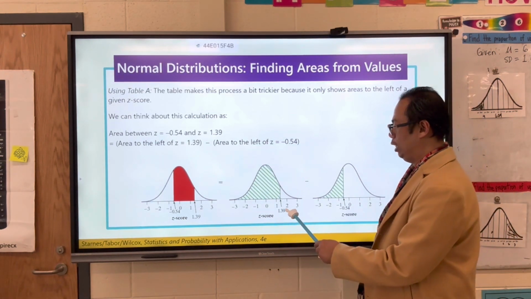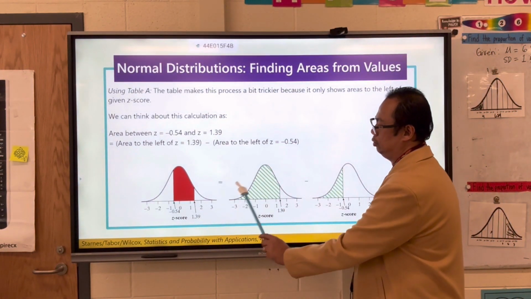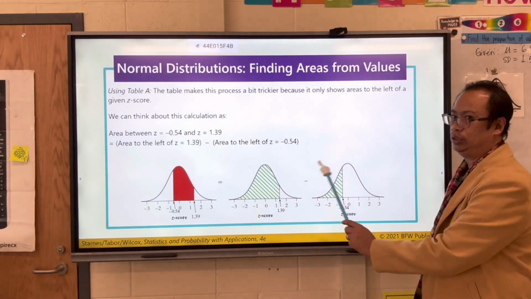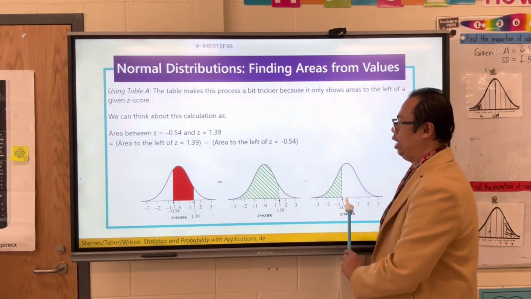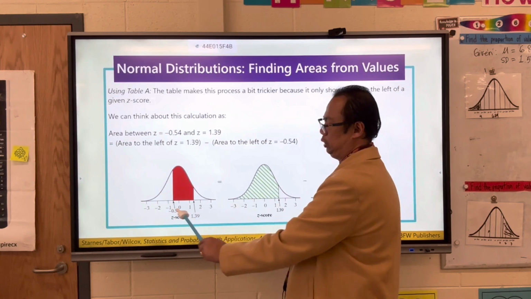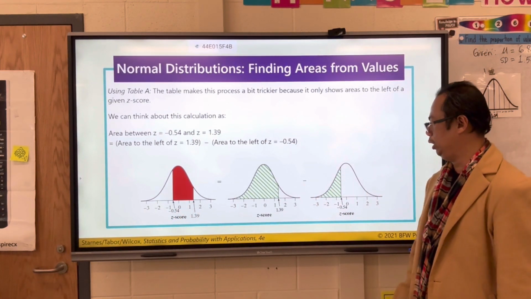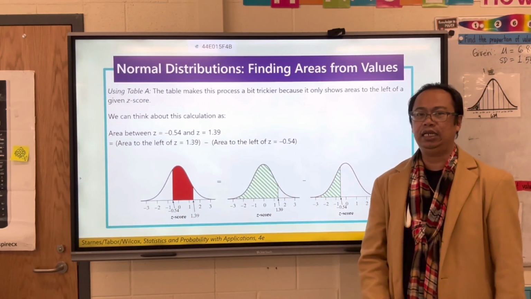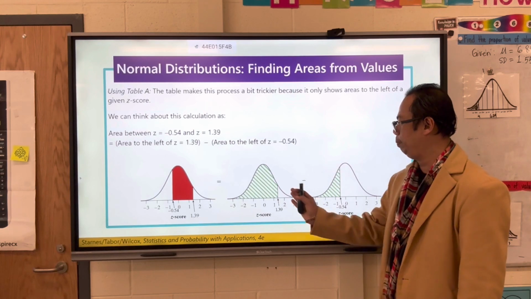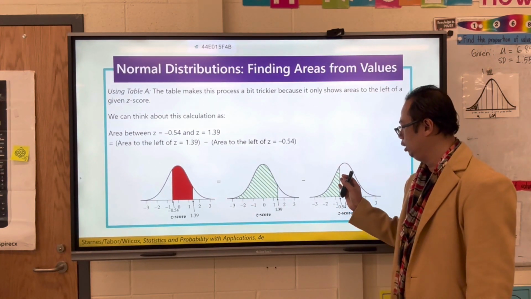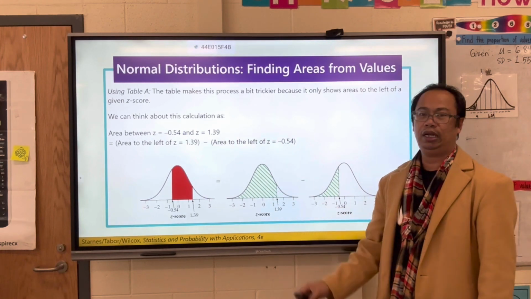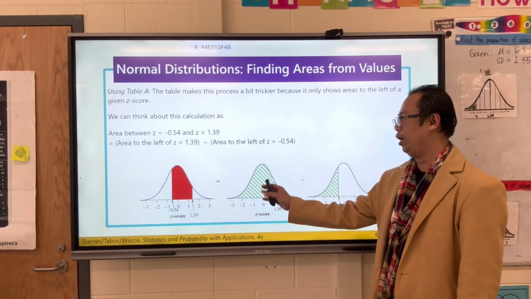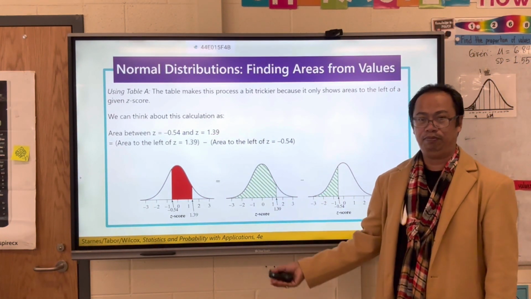So this is 1.39, we shade it to the left. This is to the left as well, a negative 0.54. Once we subtract it, we will be having this. Once we subtract, meaning it's just like eating a pie. Once you eat the pie on this portion, like this is your target to be eaten, so this will be the eaten. And then that will be the left one, no? This will be the portion that will be left behind, no?